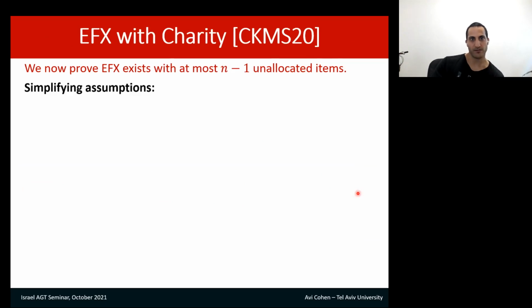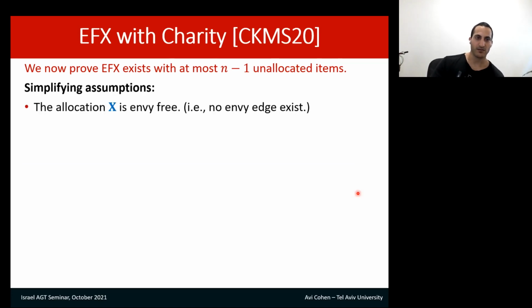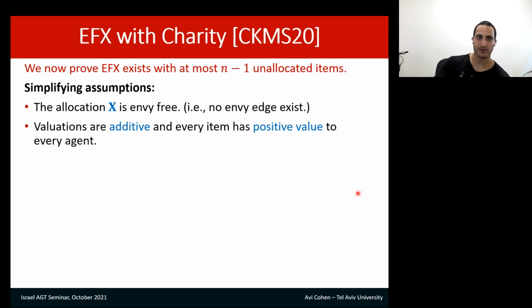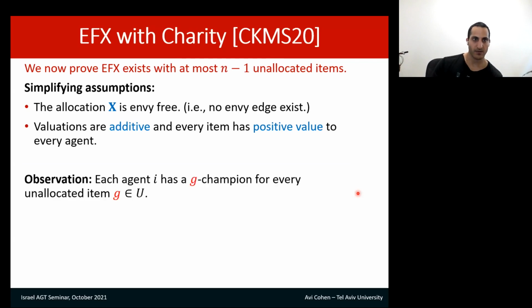So here's the proof. We'll make a couple of simplifying assumptions. They're not necessary, but they just make the explanation easier. So we assume that the allocation X is envy-free, so there are no envy edges. And we assume that valuations are additive and every item has positive value to every agent. No item is zero valued. This can be generalized by simply perturbing the values of the items, adding some epsilon to zero valued items.